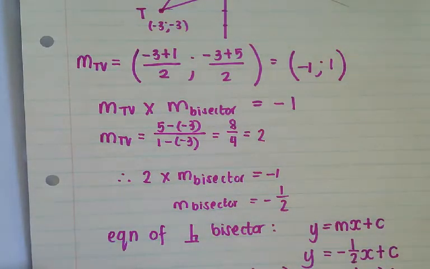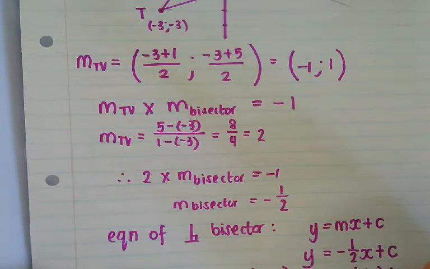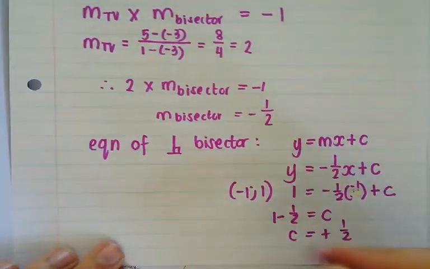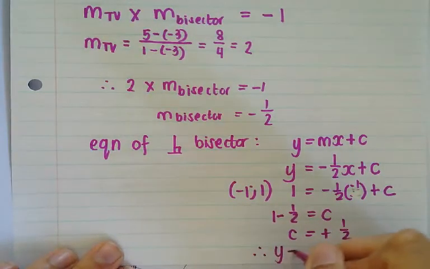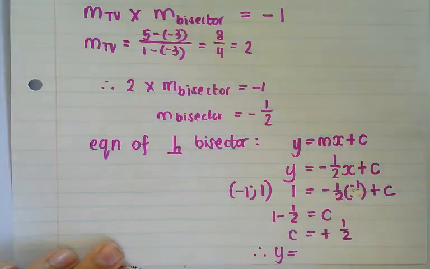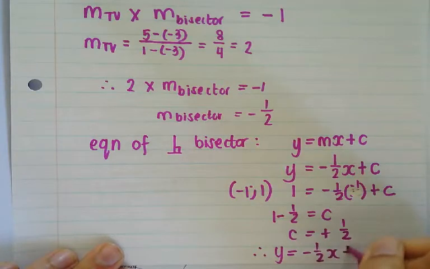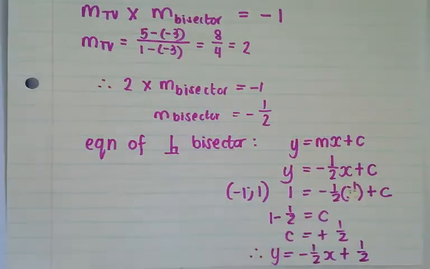Sorry, not x, it's supposed to be 1. Negative 1. So negative times negative is positive. When I take it over, it becomes negative. So C would equal a half. Therefore, that perpendicular bisector, or the line that I drew in pencil, has the formula y = -1/2x + 1/2.